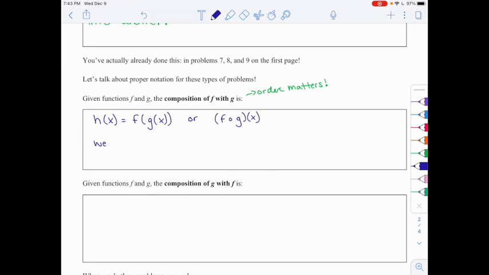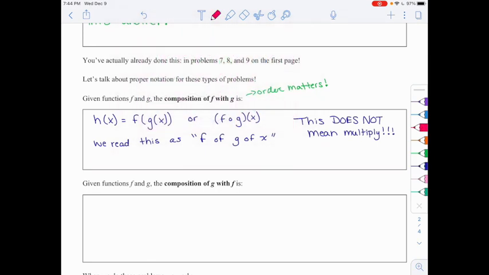And we read this, both of these are read as f of g of x. Right, so we read this as f of g of x. This does not mean multiply. Do not multiply f times g. We talked about multiplication. That was in the last video. This does not mean multiply.